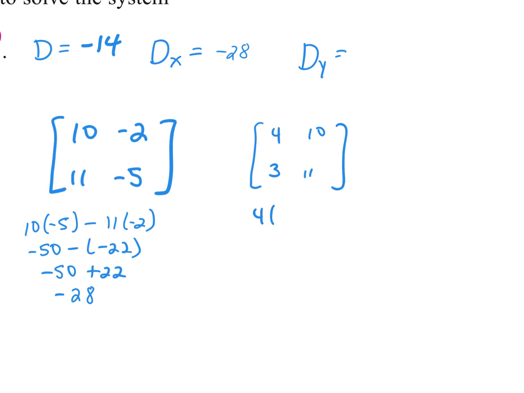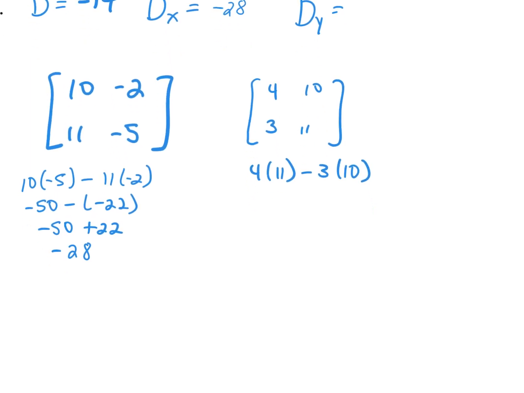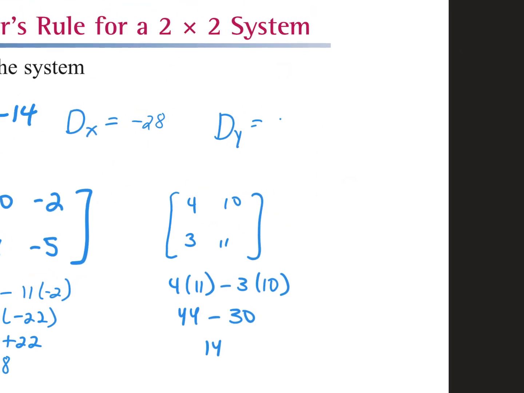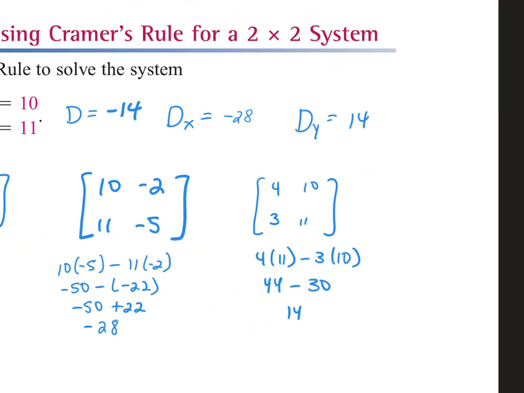So I have 4 times 11 minus 3 times 10. What's 4 times 11? 44 minus 3 times 10 is 30. 44 minus 30 is 14. So d sub y is 14. Now what do I do? How do I find my answers?